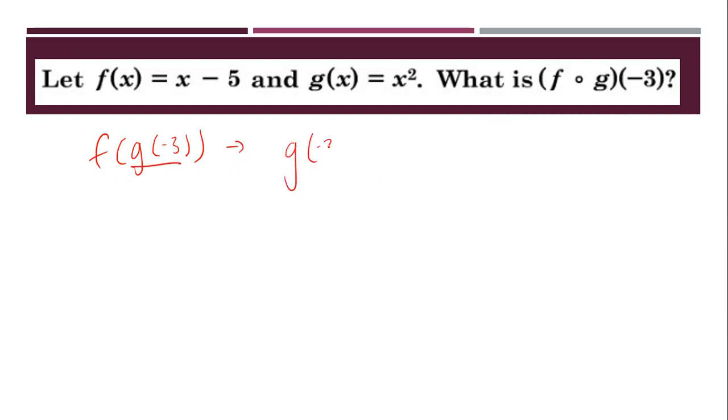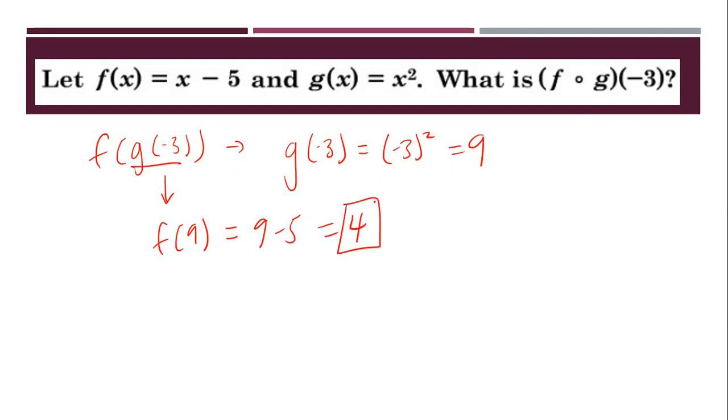So G of -3 equals, remember when you are squaring and you have a negative, make sure you keep in mind that a negative times a negative makes a positive, okay? So now we're substituting that in, and we're left with F of 9. So I'm going to go to F, and that's 9 minus 5 equals 4. Yes? We survived. You survived compositions of equations.